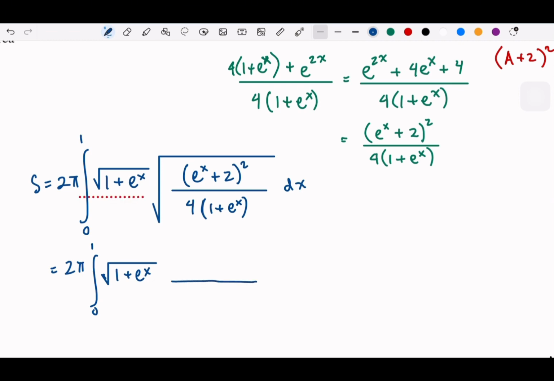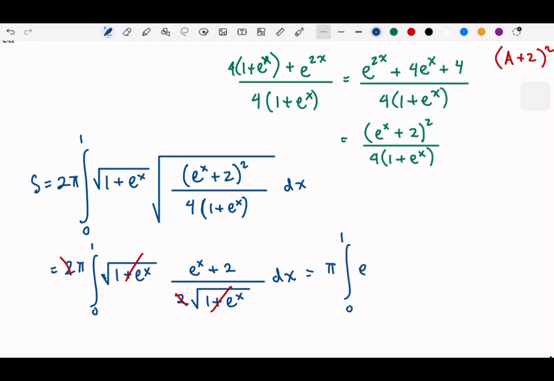Now, one by one, finally, we'll just write this. And then the upper part will be just e^x plus 2, right? The bottom part will be 4 becomes 2, and then the rest is take the square root, so it has another square root, which magically we can cancel, right? And then we can also cancel this part. Okay, now we are left with pi, integral from 0 to 1 of e^x plus 2 dx.